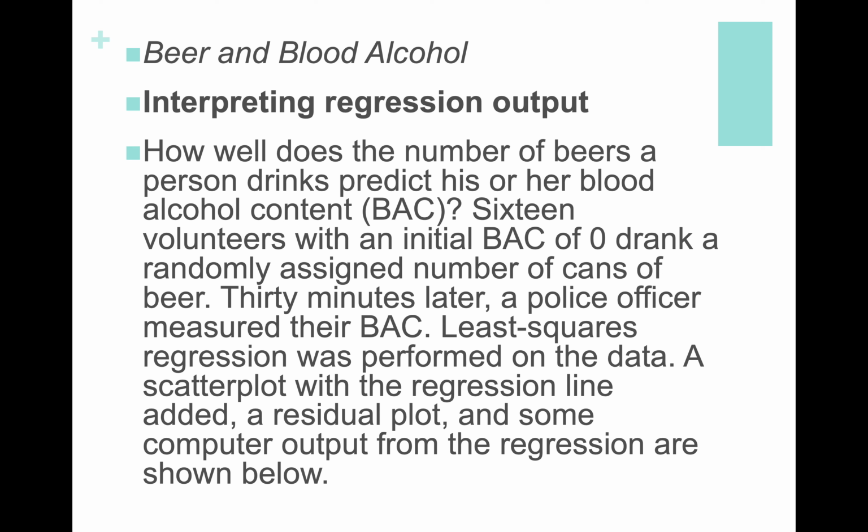A scatter plot with a regression line added, a residual plot, and some computer output from the regression are shown below. So I'd be discussing this if we were in class together to basically say, why might this be different for different ones? Well, in short, based on your body size, this can affect how much one beer affects your blood alcohol content, also how quick your metabolism is, or even how much you have had to drink in the past. Which, since you're all under 21, you know that should be 0.